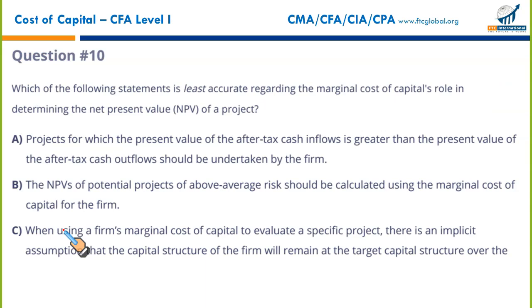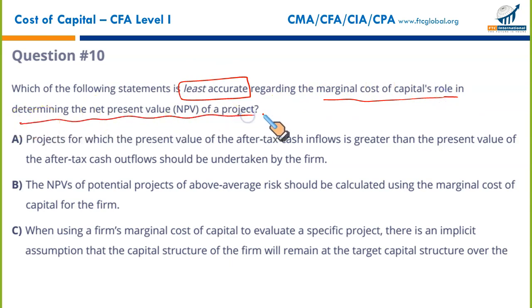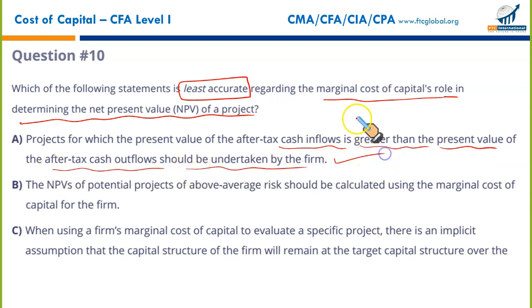Which of the following statements is least accurate? Mind the word least accurate, regarding the marginal cost of capital's role in determining the net present value of a project. The project for which the present value of after-tax cash inflows is greater than the present value of after-tax cash outflows should be undertaken by the firm. Absolutely correct. Present value of inflows should be greater than the present value of outflows. That's ideally the situation where you will have a positive NPV. It's correct. We are looking for the one that is incorrect.